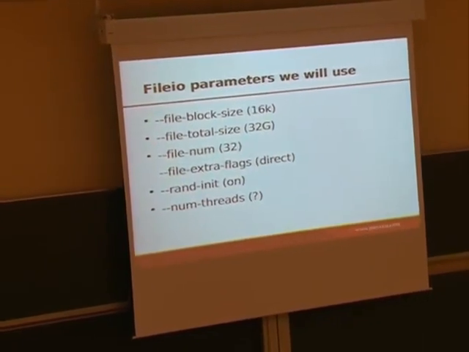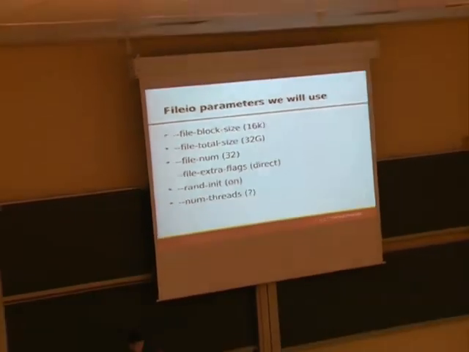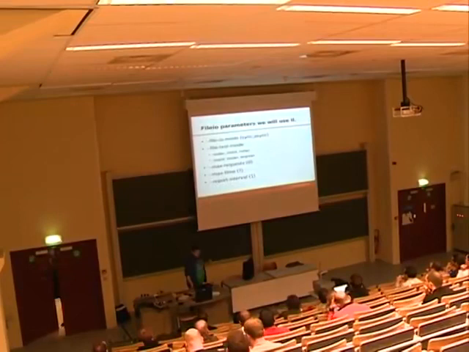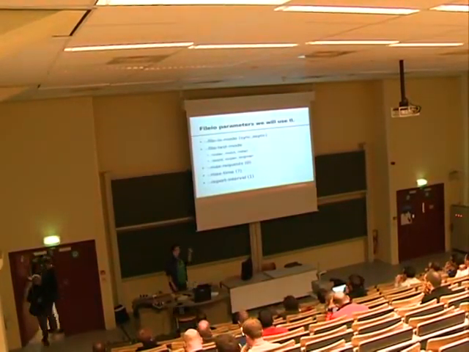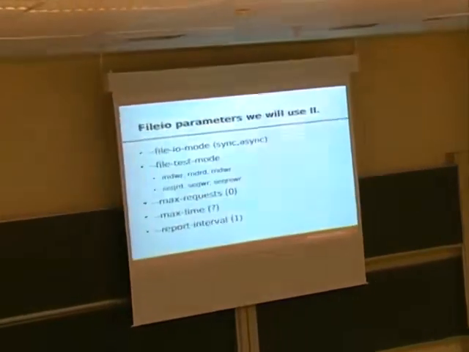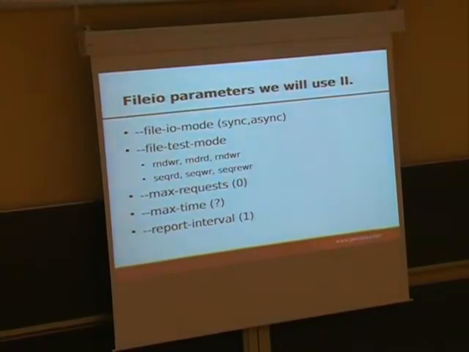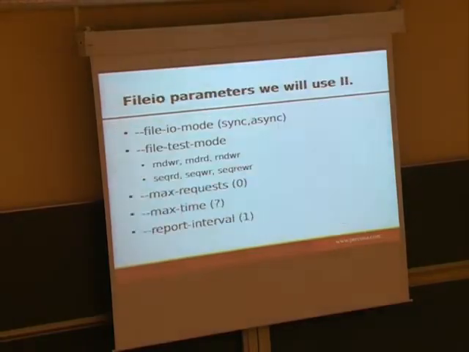We will initialize the pseudo-random numbers at the beginning of the benchmark, so we won't hit a bottleneck on random number generation. We will vary the number of threads. We will test synchronous and asynchronous I/O, and we will test random reads, random writes, and random reads and writes in mix. We will also use the max requests parameter, so we don't limit the benchmark based on requests, the max time parameter, and we will capture the metrics every second.